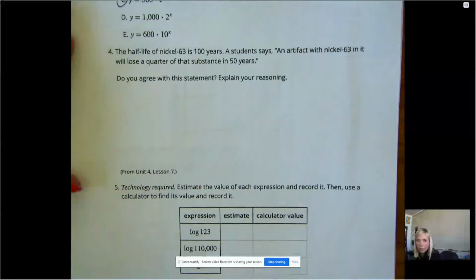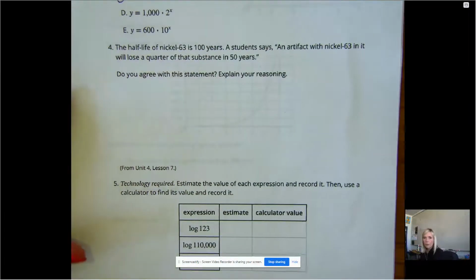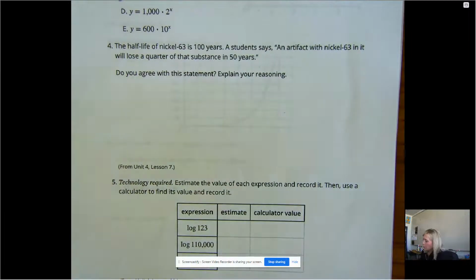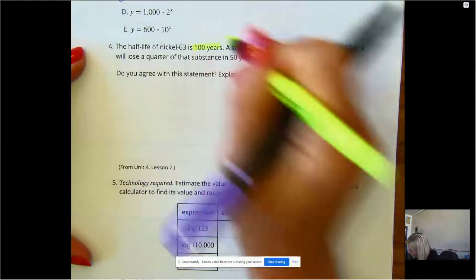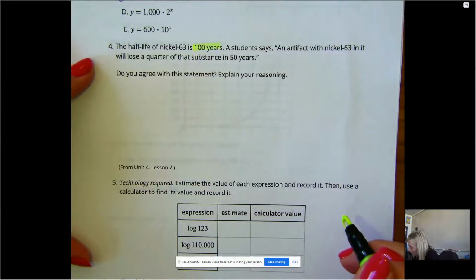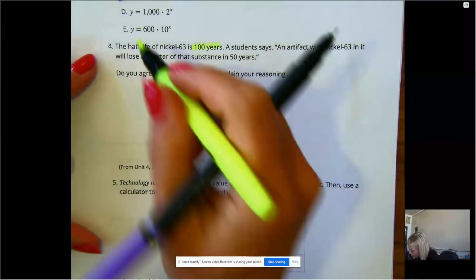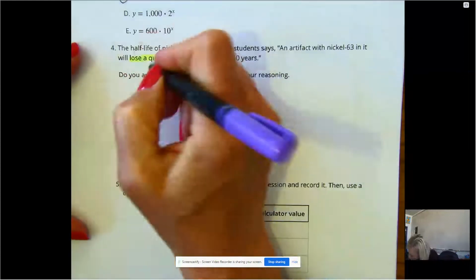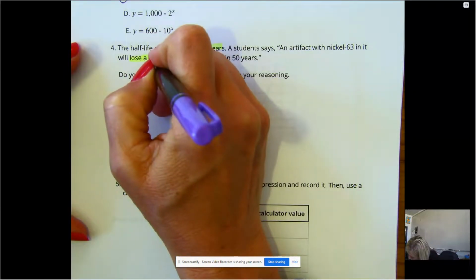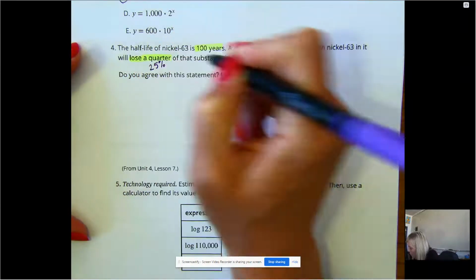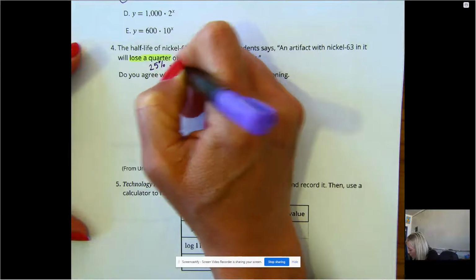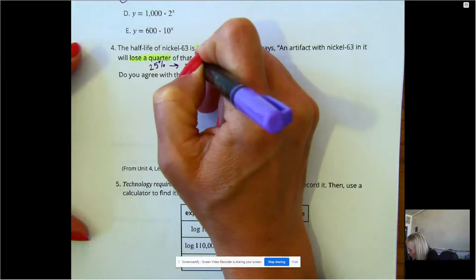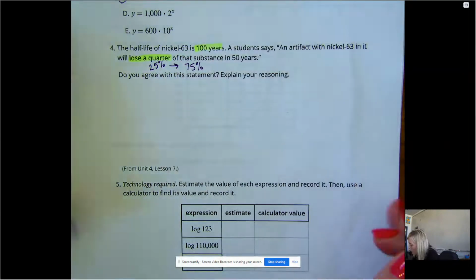Okay, number 4, the half-life of nickel 63 is 100 years. A student says an artifact with nickel 63 in it will lose a quarter of that substance in 50 years. So they're saying lose 25%, which means it would be changing by a factor of 75%. Okay, so do we agree with the statement?